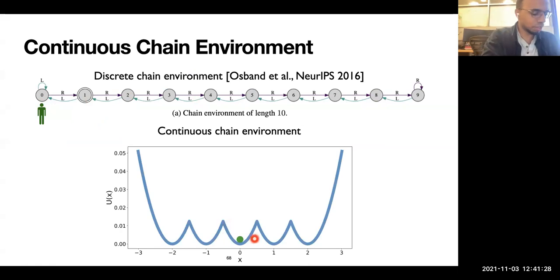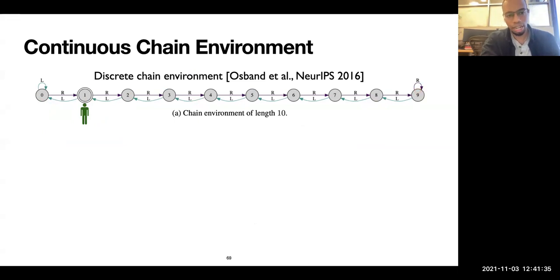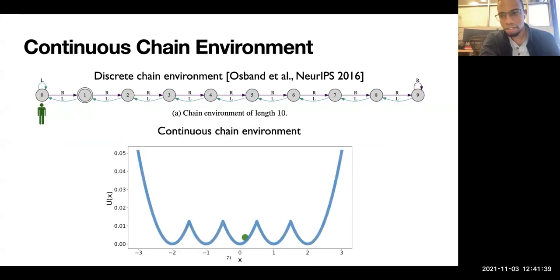So now each of these basins of attraction corresponds to each of these discrete states in the chain environment. In the chain environment, the agent can either move left or right, while in the continuous chain environment, the controls are continuous. And this makes it much harder, because in the discrete chain environment, random controls allows you to move from state to state, while in the continuous chain environment, trivially applying random controls doesn't really move you from one phase into another.